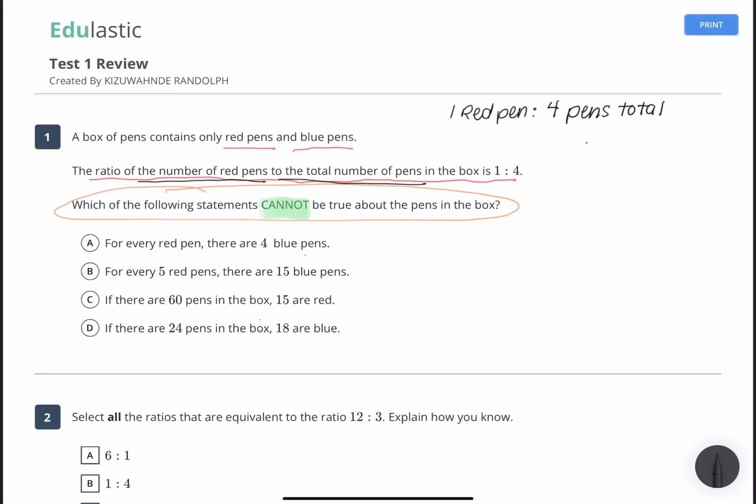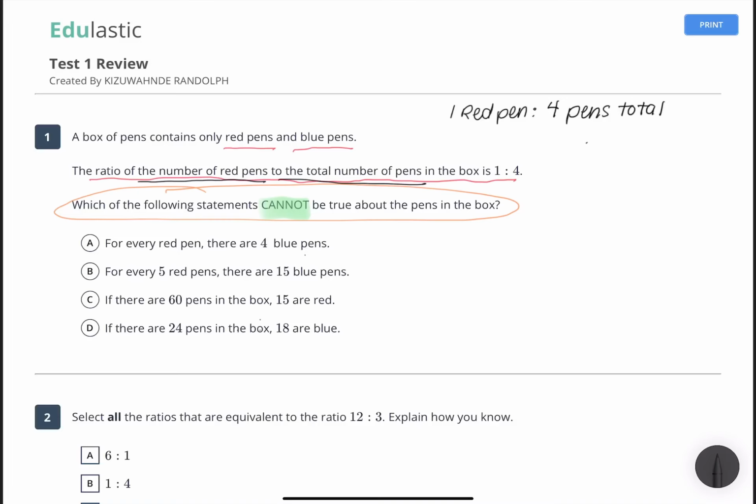So let's look at our answer choices. A, for every red pen, there are 4 blue pens. B, for every 5 red pens, there are 15 blue pens. C, there are 60 pens in the box, 15 are red. D, if there are 24 pens in the box, 18 are blue. Keep in mind that I am looking for the answer choice that is false, okay? Not the one that is true.